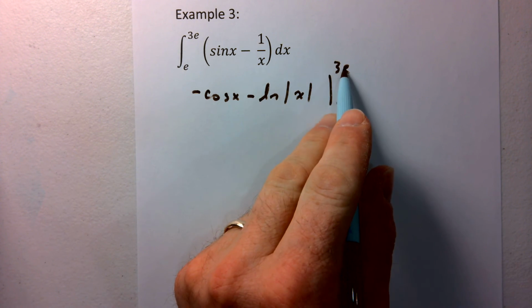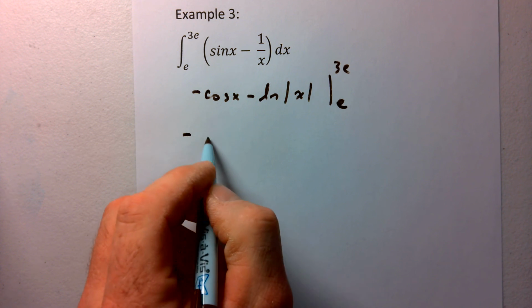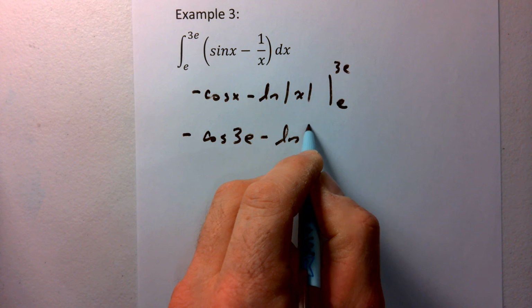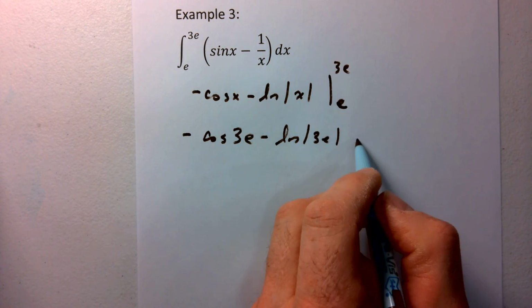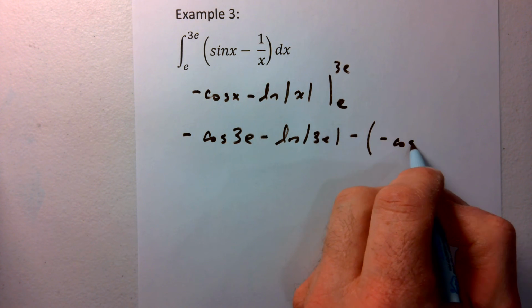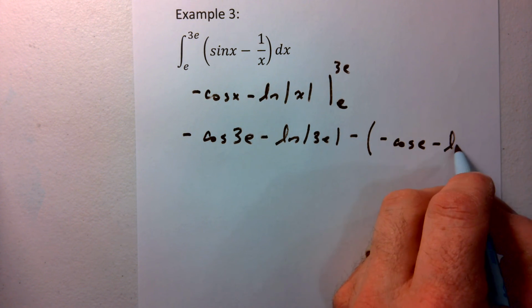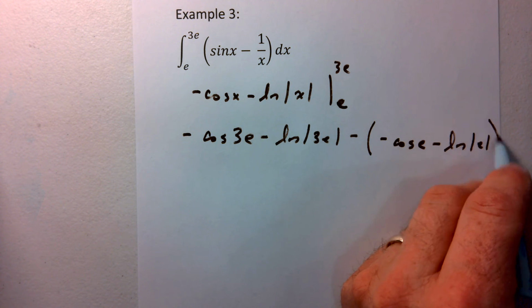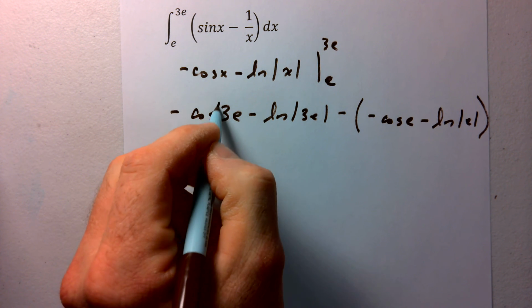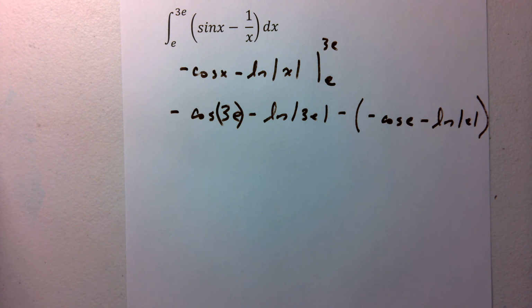So now I'm going to go ahead and plug in my 3e. So I get negative cosine of 3e minus the natural log of the absolute value of 3e. And then from that I'm going to subtract, I'm going to plug in my e. So I get the negative cosine of e minus the natural log of the absolute value of e. And if this is an extended response, FRQ, I'm going to leave it. I'd probably put this in parentheses, but then I would probably leave it. I would be done.